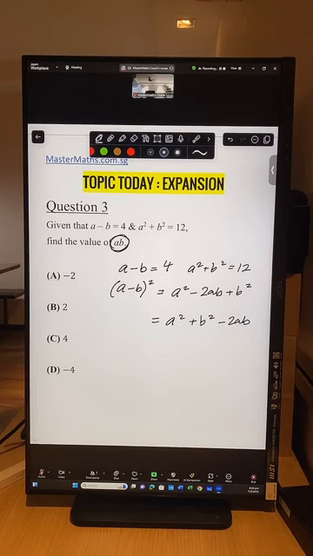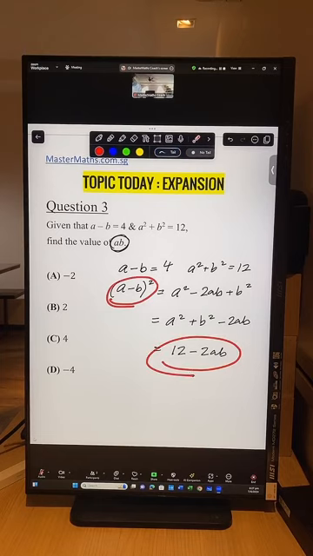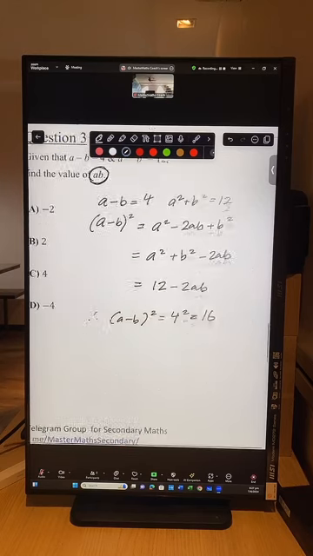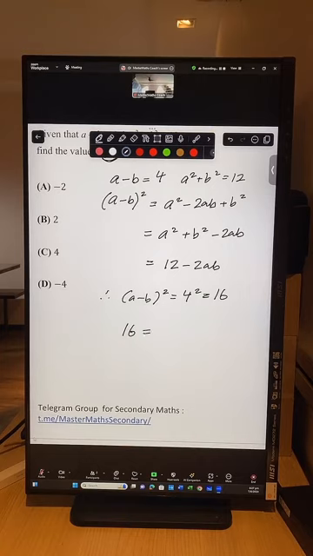And A square plus B square, we know equals 12. So sometimes E-maths is like this. You need to use your brain a bit. It's not so straightforward. So this will be 12 minus 2AB. Okay? So basically, (A minus B) squared equals 12 minus 2AB. But what else do we know? We also know that A minus B equals 4, which means (A minus B) squared equals 4 square, which equals 16. So we can say that 16 equals 12 minus 2AB.